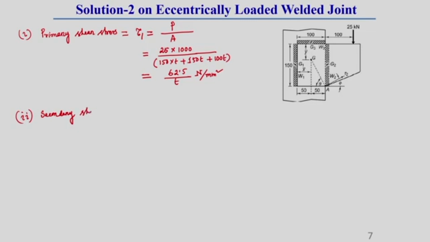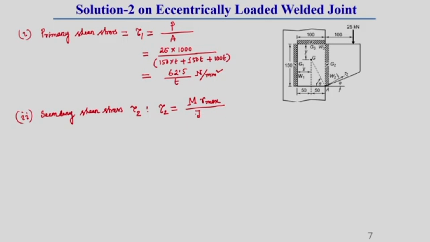Secondary shear stress. So, what is secondary shear stress? Secondary shear stress tau 2 will be equal to the couple M into R max, this you should keep in mind, divided by J, the polar moment of inertia of all weld.